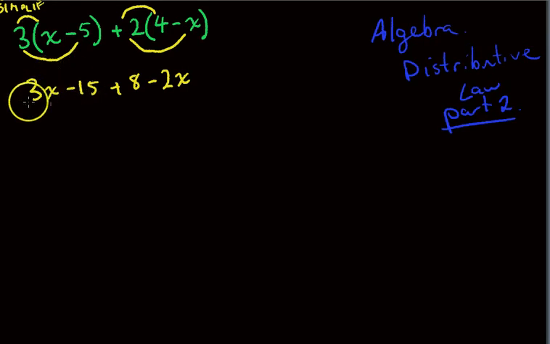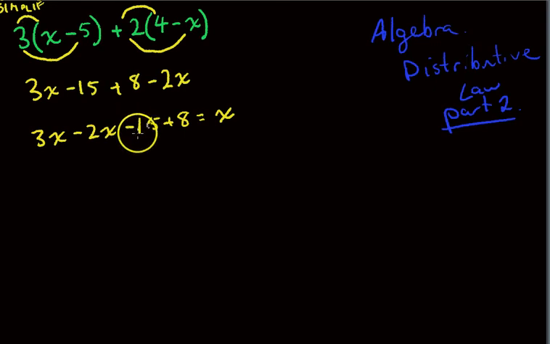Now after that, it's just grouping like terms. So you can see we have a 3x and a negative 2x. And you can see we have a negative 15 and a positive 8. Okay, so 3x minus 2x, 3 minus 2 is 1, so it's just going to be 1x, which we can just write as x. And then negative 15 plus 8, you can do it on your calculator, you'll end up with negative 7. So we've taken something quite complicated, 3 bracket x minus 5 plus 2 bracket 4 minus x, and we've simplified it down to just simply x minus 7.